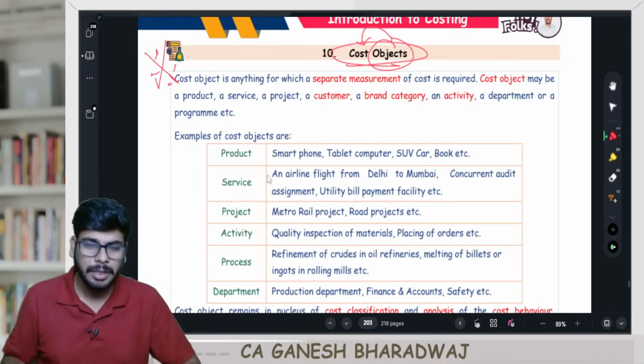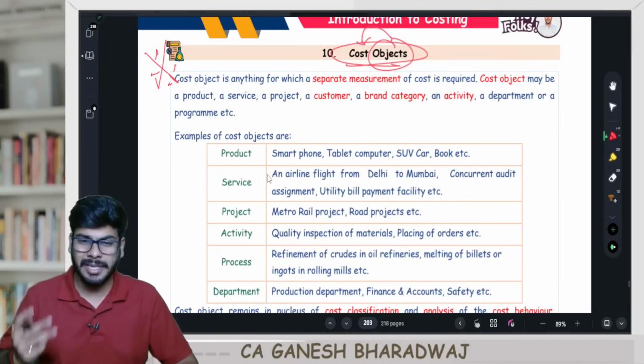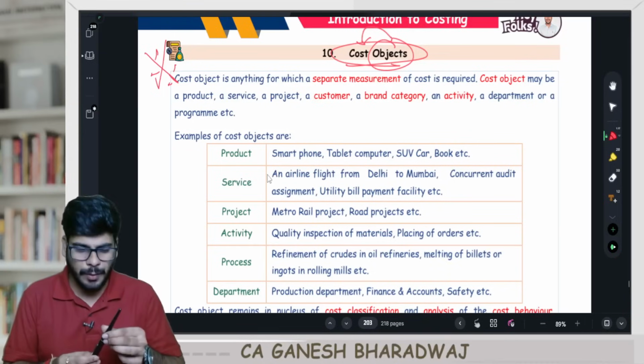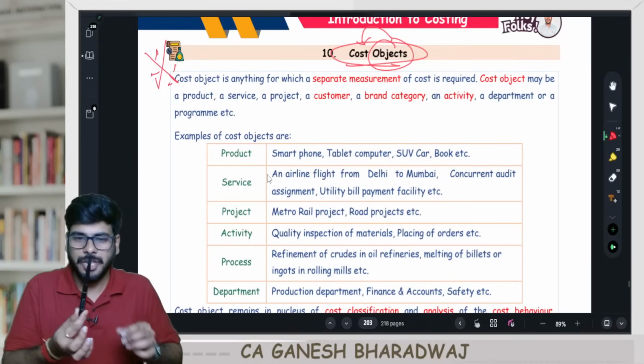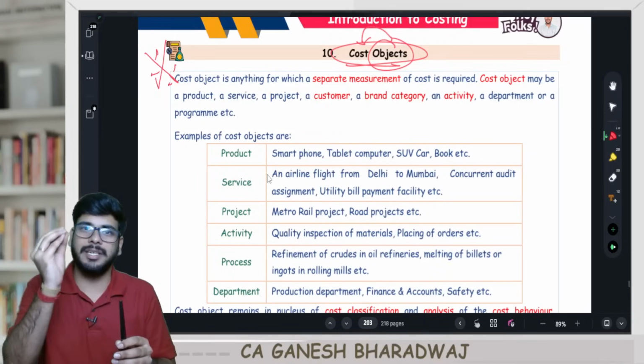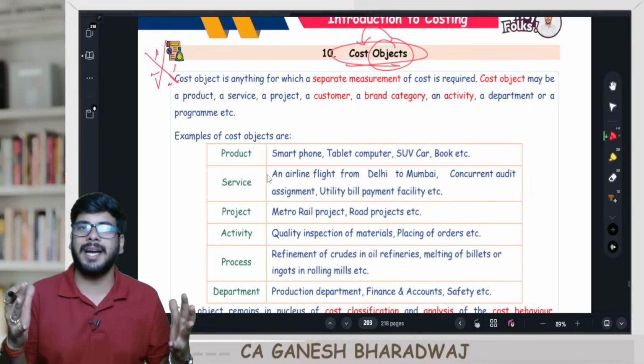Yes. Let us say I am saying 20 rupees. You'll say 20 rupees for what? I am saying 20 rupees per pen, which means for me to manufacture one pen, the cost is 20 rupees, correct? Always remember, cost cannot stand alone.